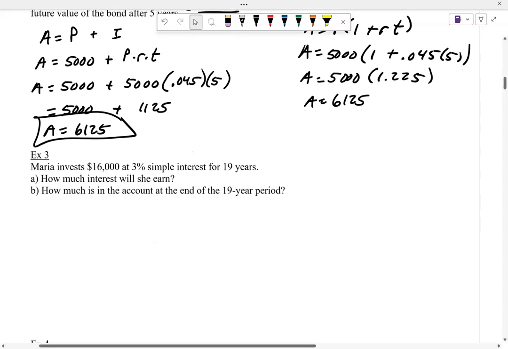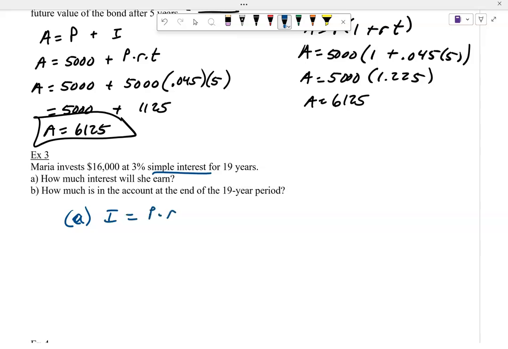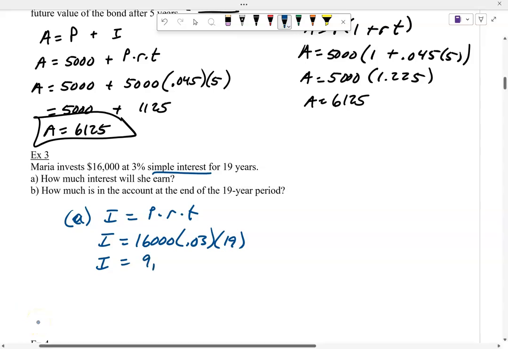So the next one, Maria is investing $16,000 at 3%, again simple interest, for 19 years. How much interest will she earn? Part A, interest is principal times rate times time. 16,000, 0.03, for 19 years. Just punch that in: 9120.